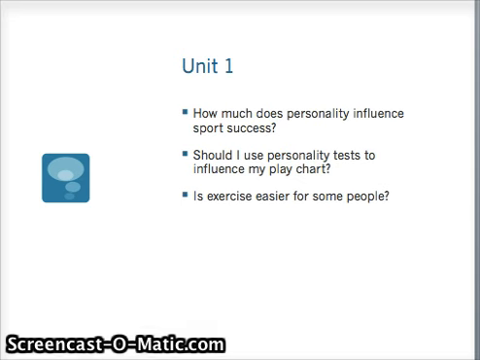In Unit 1, we're going to address issues such as how does personality influence sport success? Should I actually use a personality test to influence my play chart? And is exercise easier for some people?